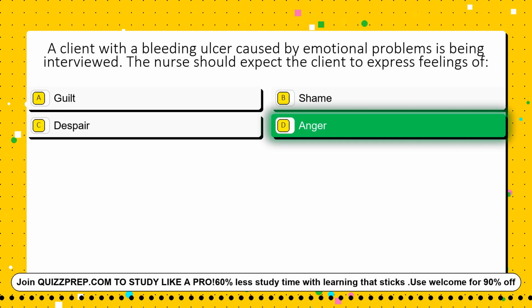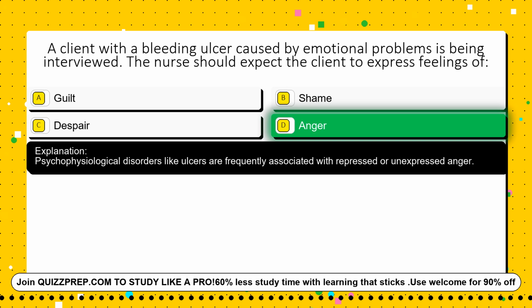The correct answer is option D, anger. Psychophysiological disorders like ulcers are frequently associated with repressed or unexpressed anger.